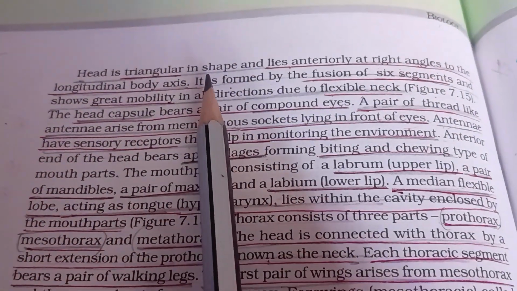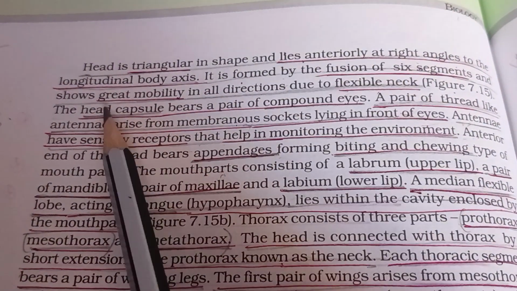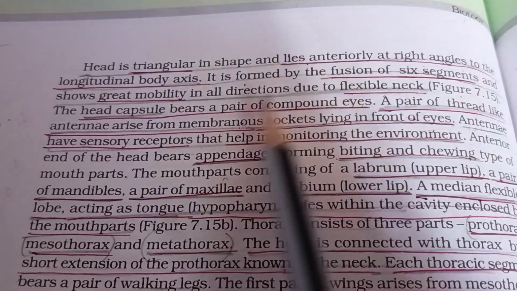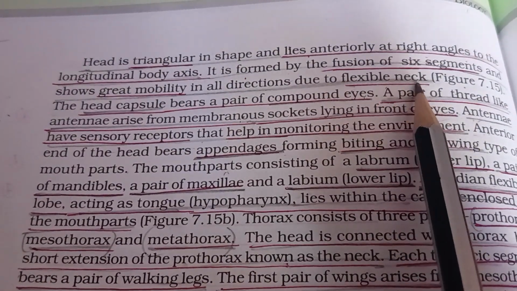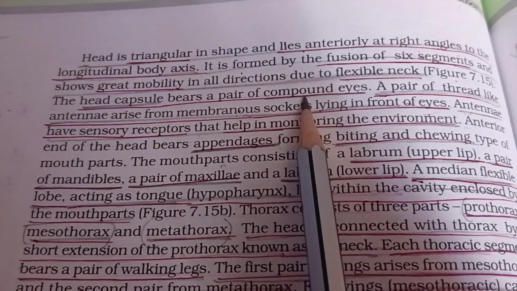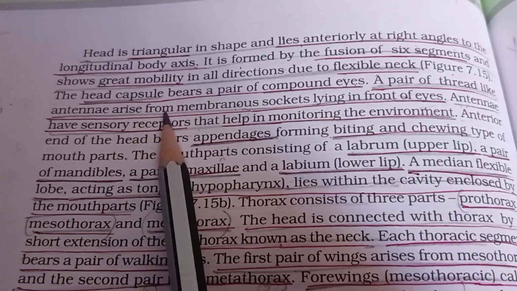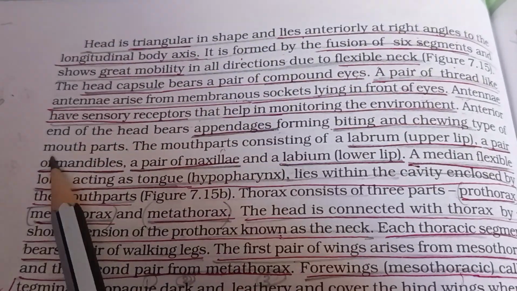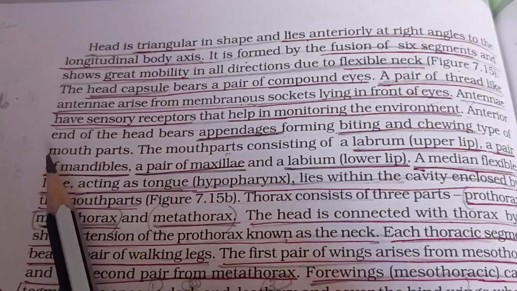The head is triangular in shape and lies anteriorly at right angles to the longitudinal body axis. It is formed by the fusion of six segments and shows great mobility in all the directions due to a flexible neck. The head capsule bears a pair of compound eyes. A pair of thread-like antennae arise from membranous sockets lying in front of the eyes. Antennae have sensory receptors that help in monitoring the environment.